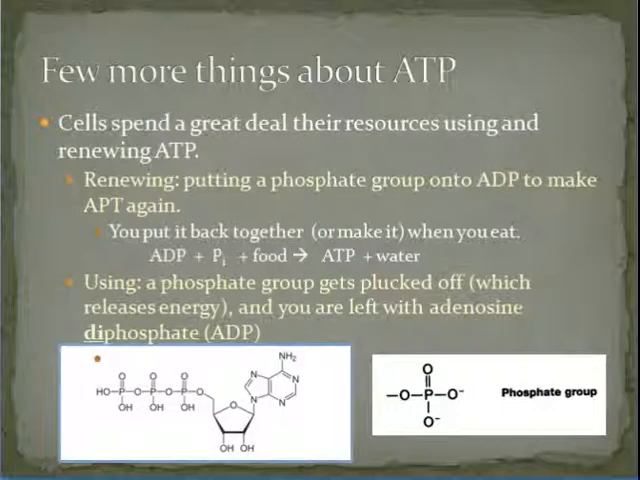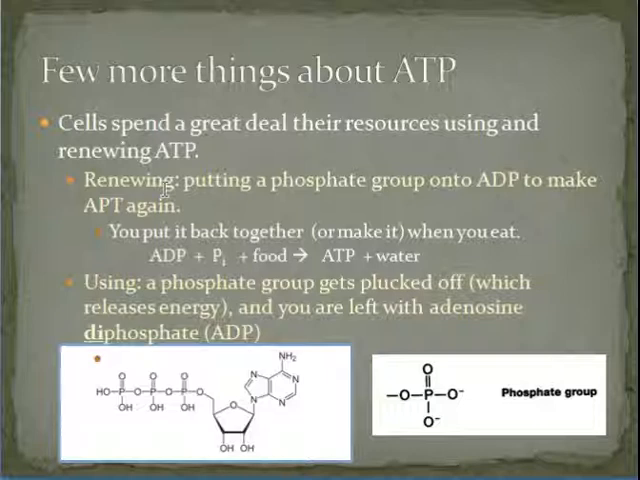A few more things. Cells spend a great deal of their resources and time and effort renewing and using ATP. So when I say renewing, what I mean is putting a phosphate group onto ADP to make ATP again.